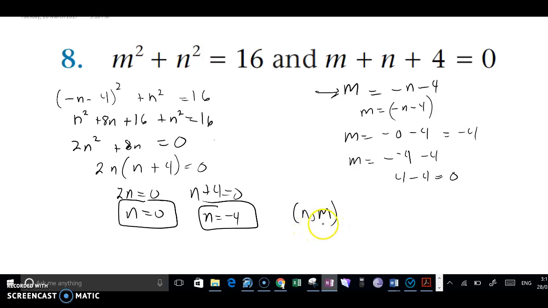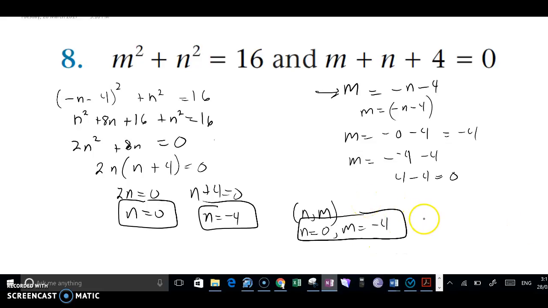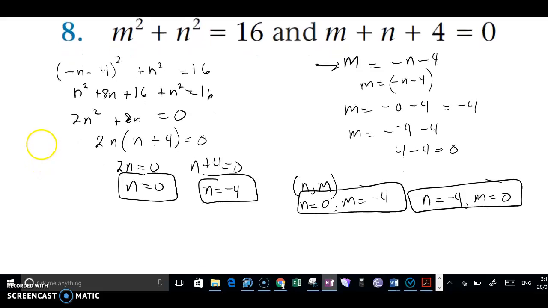So notice when n equals 0, m equaled negative 4. That's one of the solutions. Go away, stupid email. And then notice when n equaled negative 4, the m equaled 0. There's your other solution.